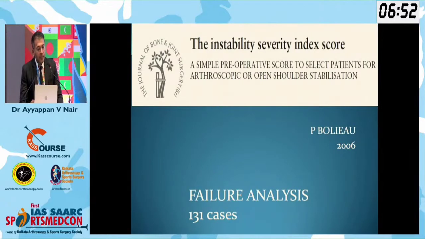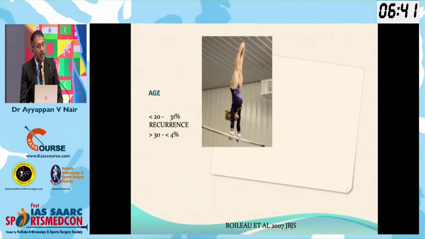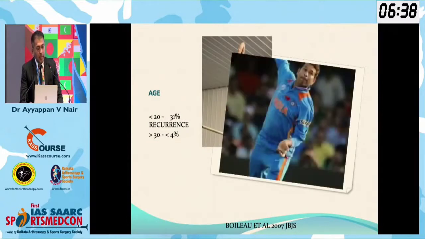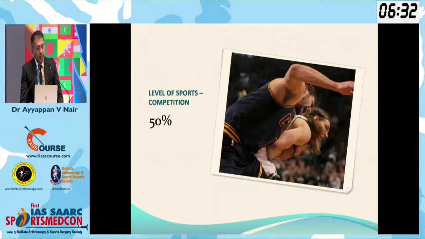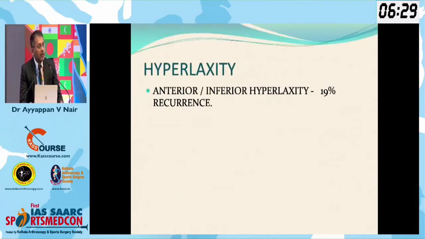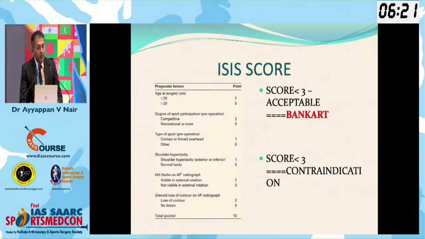But I think the most comprehensive paper would be from Pascal Boileau, which came in 2006, a failure analysis of 131 cases. The takeaways from this paper were: younger age, higher recurrence, so the higher the age, the lower the recurrence. Contact sports, higher recurrence. Competitive sports, higher recurrence. Anterior and inferior hyperlaxity, higher recurrence. A bigger Hill-Sachs, the engaging Hill-Sachs, as seen in external rotation, higher recurrence. With this, they devised the ISIS score, where a score less than 3 would be suitable for a Bankart, and a score above 3 would be better for other procedures.